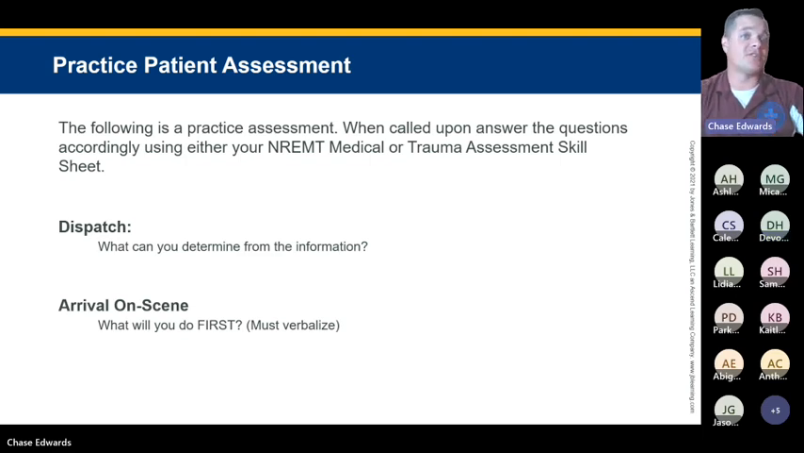What are you going to do first? So you're pulling up on scene. You've got to verbalize it. I guess the PPEs. I need to put my gloves and maybe a mask on for this situation. So BSI, body substance isolation, is my scene safe. That's all you've got to say.